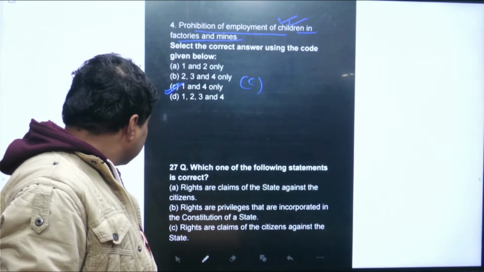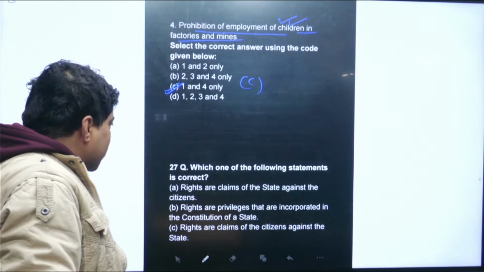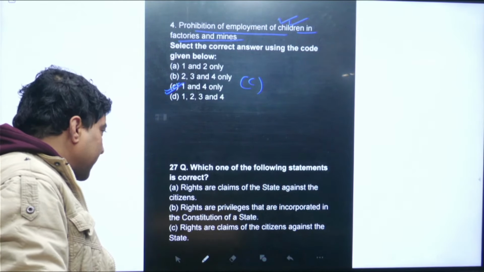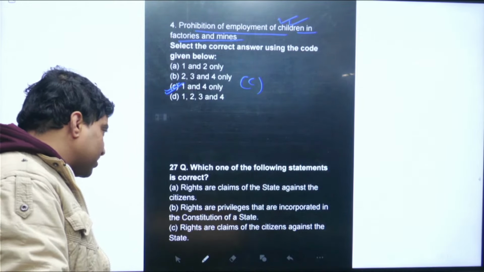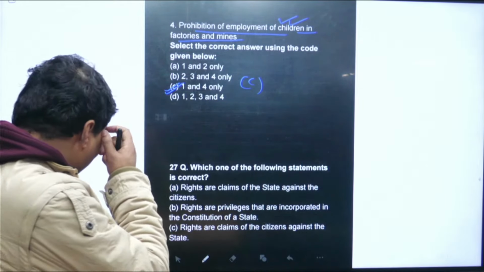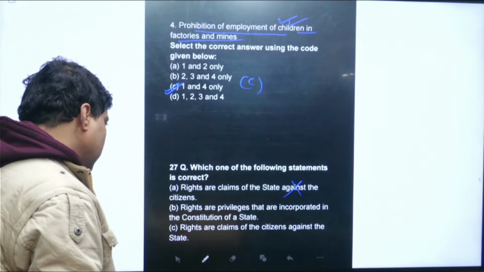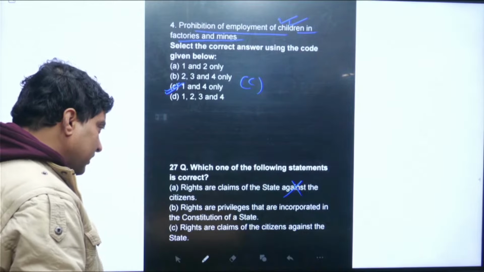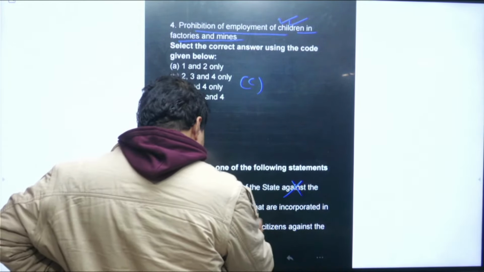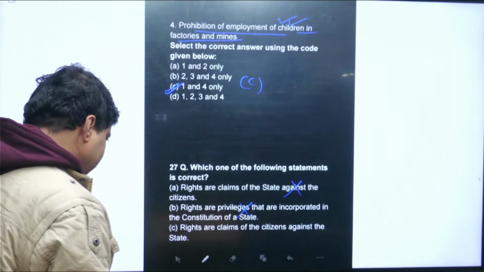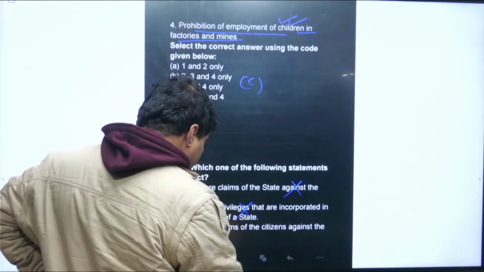Let me see question number 27. Which one of the following statements is correct? Rights are claims of the state against the citizen. No, rights are claims of the individual against the state. Rights are privileges that are incorporated in the constitution. No, rights are not privileges. Rights are claims of citizens against the state. Yeah, rights are claims of citizens against the state.